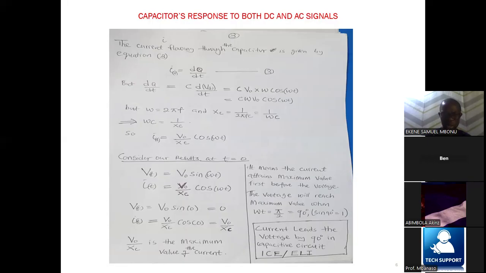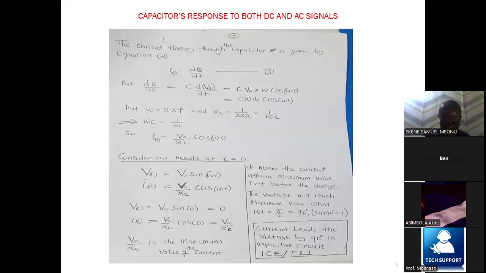But w is equal to 2 pi f, and the XC is equal to 1 over 2 pi fC, which is equal to 1 over wC. What that leads us to is that wC is equal to 1 over XC. And then we do our substitution now so that I(t) will be equal to V0 over XC cos wt. V0 over XC is the maximum current. You can as well call it I0.